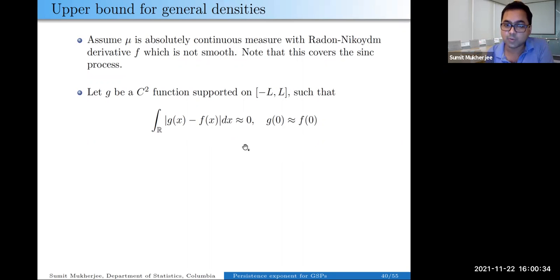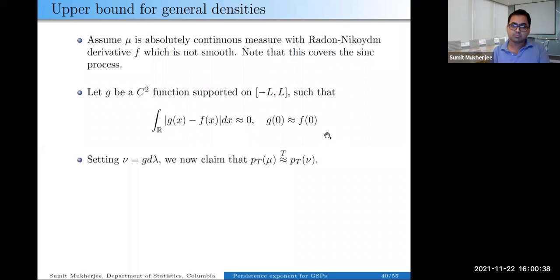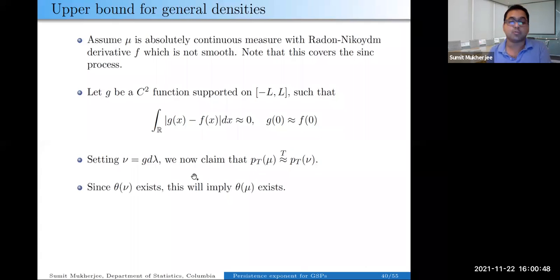But once I get a g like this, then the claim is that the persistence are compatible. This is, of course, a big claim. I'm going to take nu to be the measure induced by g. And once we get this claim, I already know that this one has an exponent, so this one will have an exponent. And I'll sketch this claim.